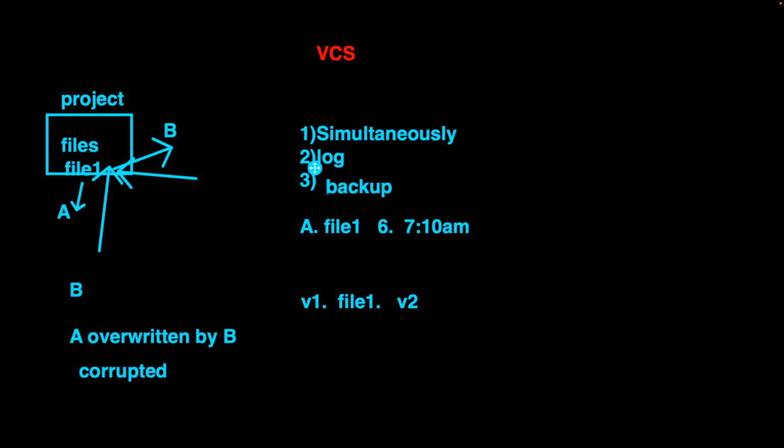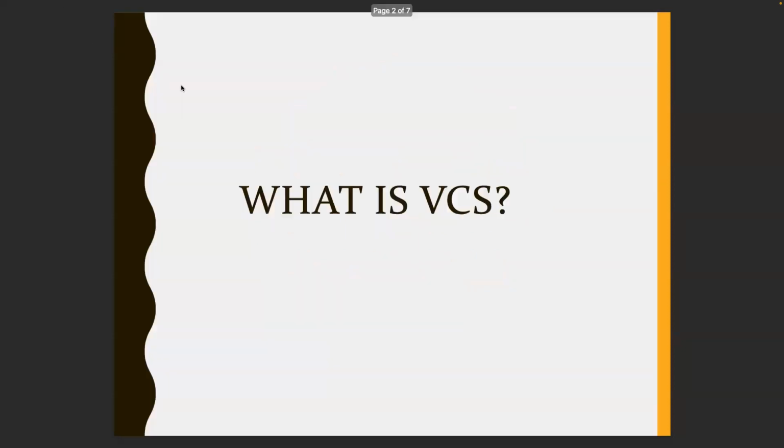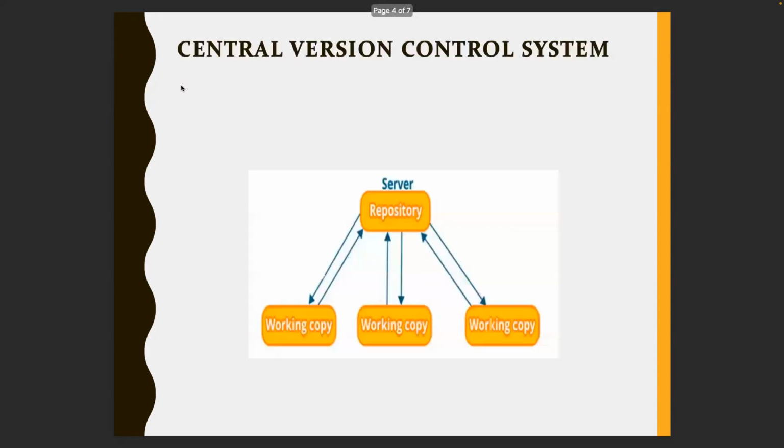Okay. So that is what a version control system does. And version control systems have different architectures, and based on the architecture, they are categorized as centralized version control system and distributed version control system. So let's see what each of them is. First, let's go through the centralized version control system.